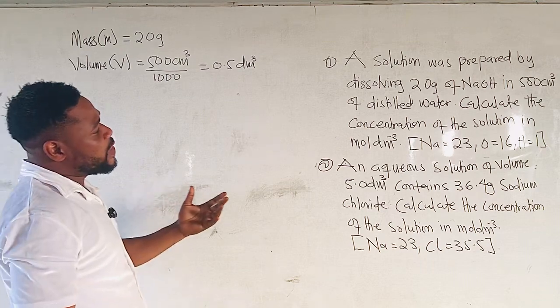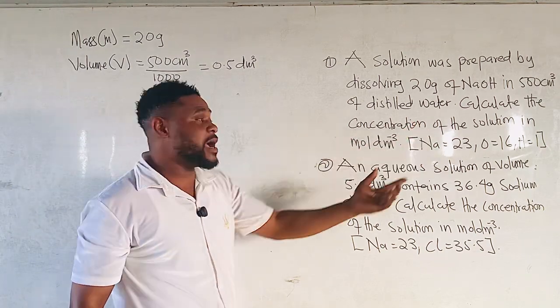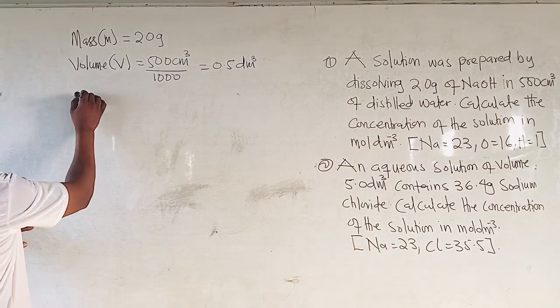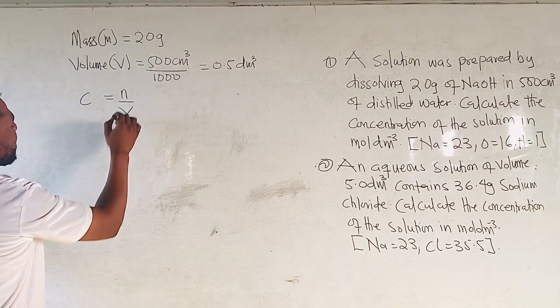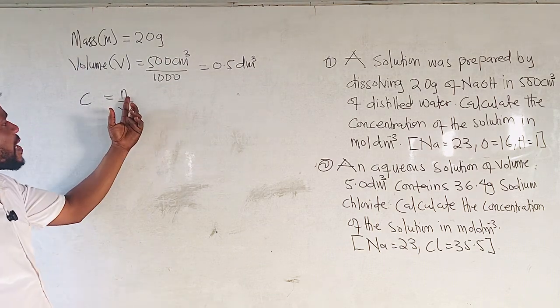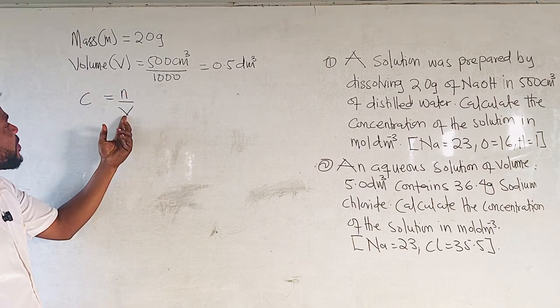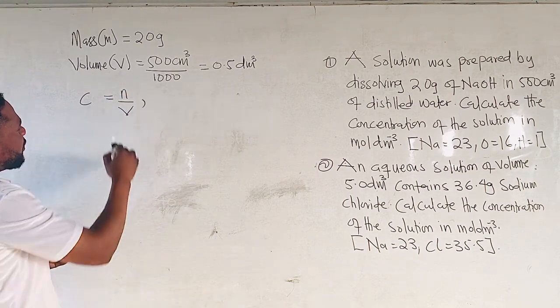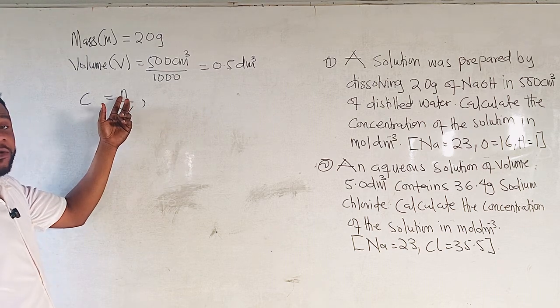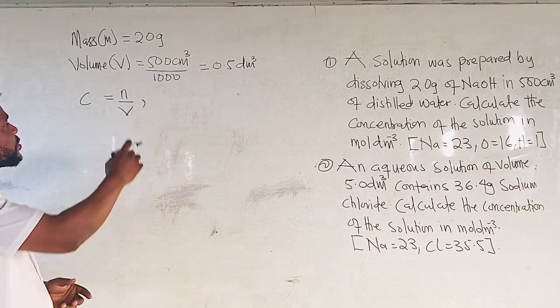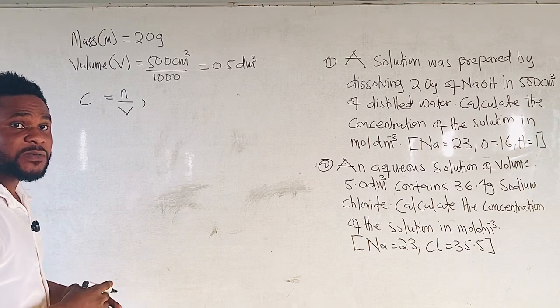We are looking for the concentration. Mathematically, concentration is equal to mole divided by volume, or we can say amount of substance divided by volume. But from the question, we know the volume, but we don't know our amount of substance. So what can we do? We need to look for the amount of substance.